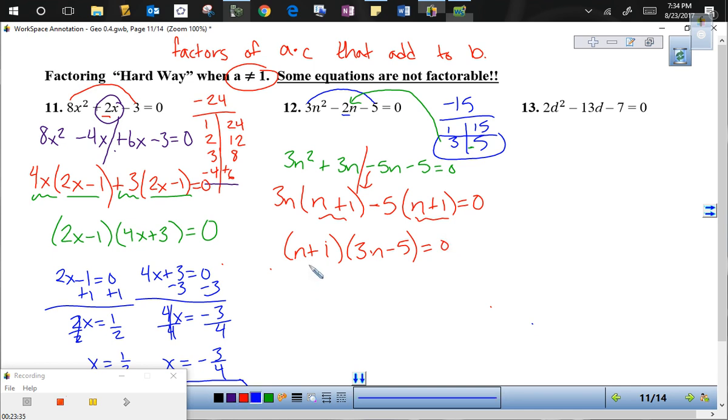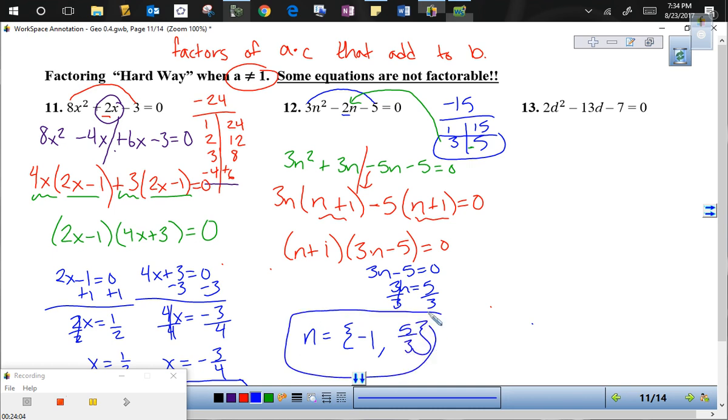Okay, so we're setting these equal. If you notice here, we've got just an n plus 1. So I know my first solution is just negative 1, the opposite of that. Okay, this one we have to set equal to 0. 3n minus 5 equals 0. Add 5. And then divide by 3. So 5/3.